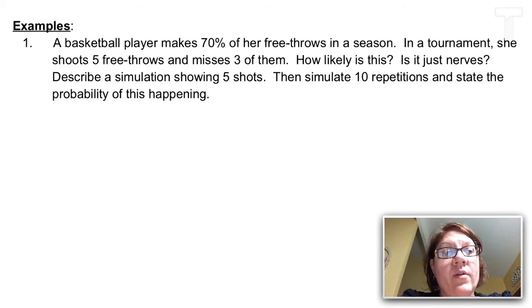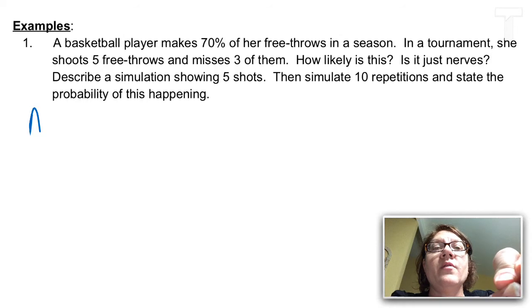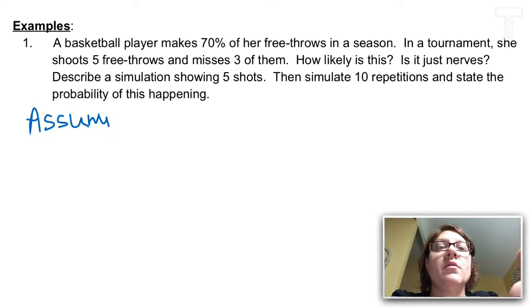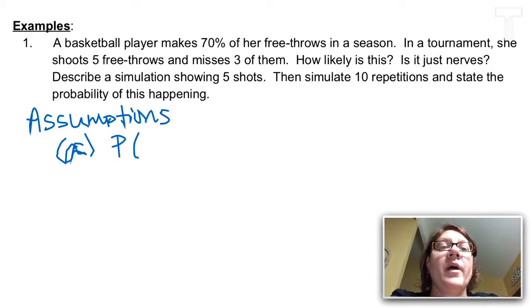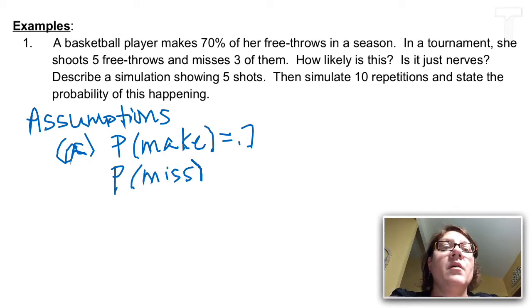So, I want to show a simulation of her 5 shots. So, the first thing I have to do is state assumptions. And so for the first part, I have to make a list of the probabilities. Well, there's only 2 possibilities. The probability that she makes it is 0.7, and the probability that she misses it is 0.3. And as a quick double check, I always want to make sure, do they equal 1?